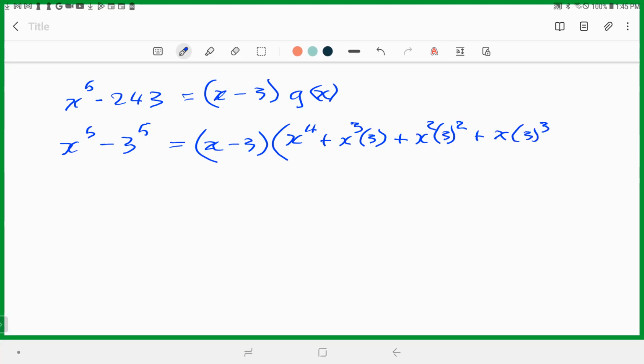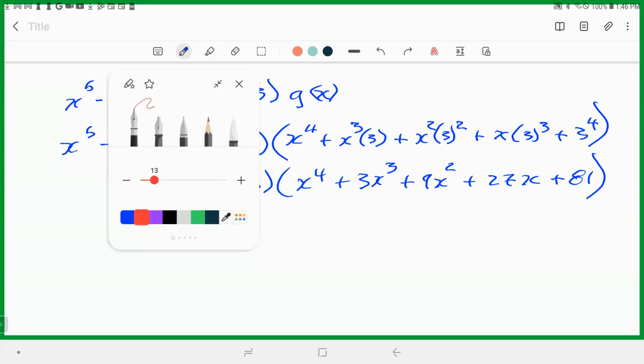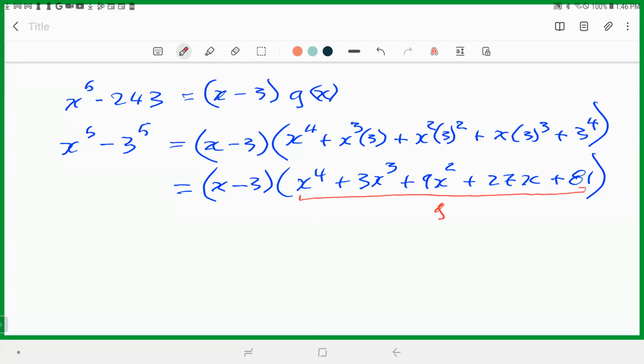X done now, so then this 3 to the 4th power. Finish it and that's it. X minus 3, bracket, x to the 4th power. This becomes 3x cubed, this becomes 9x squared, this becomes 27x, and this becomes what? 81. That's it. So this is g of x as a polynomial in x. So this inside there is g of x. They ask for g of x. So far so good? Yes, sir. All right, let's do another one.